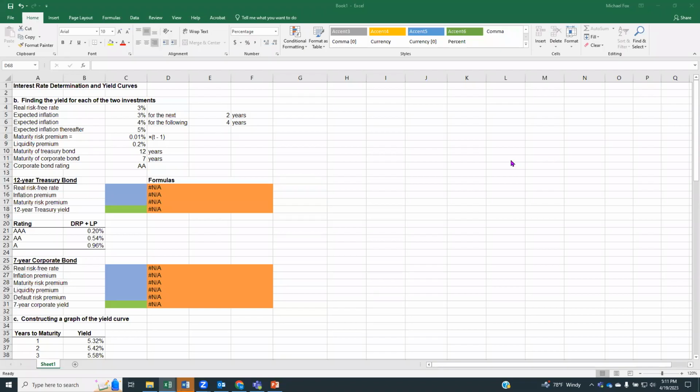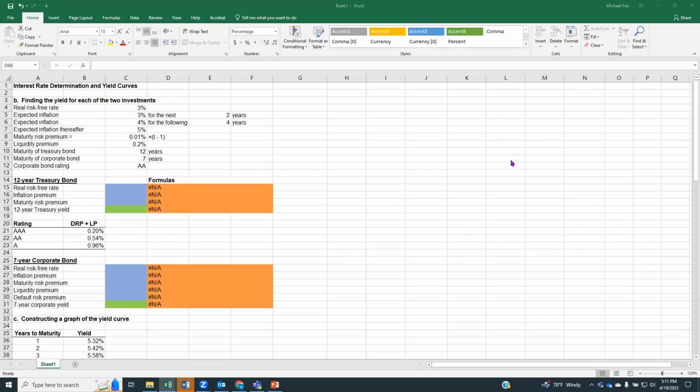Hey everybody, welcome to chapter 6 Excel problem. This one's again pretty beefy and pretty difficult, but that's why we're going to work through it together, and hopefully we learn a few things about interest rates along the way.